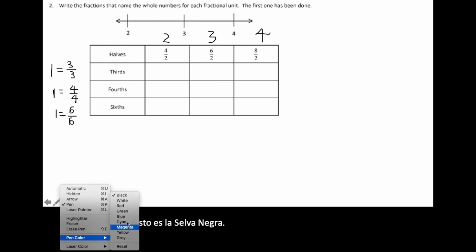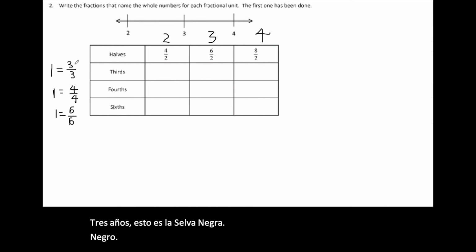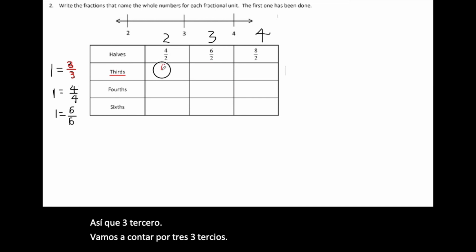Let's fill it in. Here we go, thirds. So 3 thirds is 1. Let's count by threes. 3 thirds, 6 thirds. Great. Okay, 3 thirds, 6 thirds, 9 thirds. Nice. 3 thirds, 6 thirds, 9 thirds, 12 thirds. Great job.